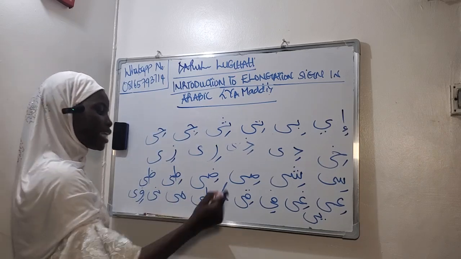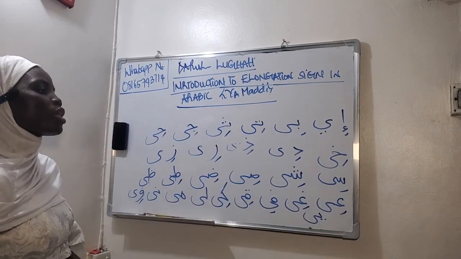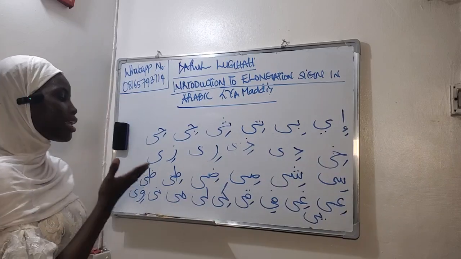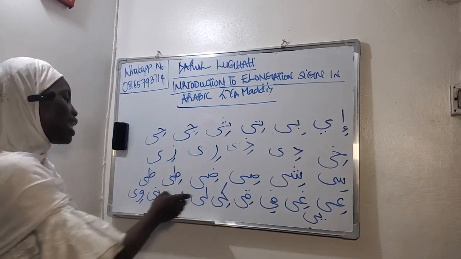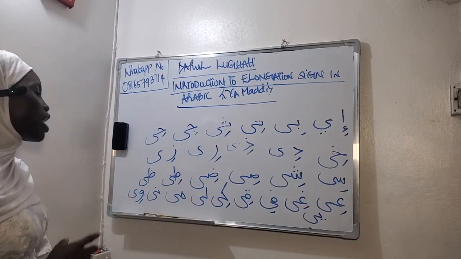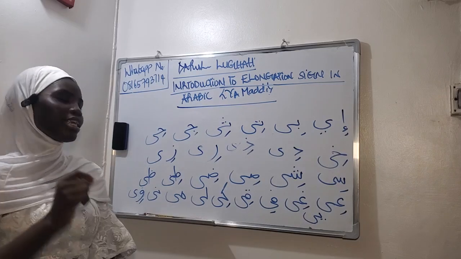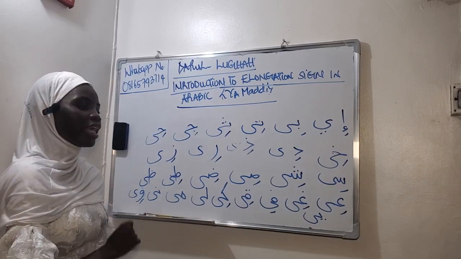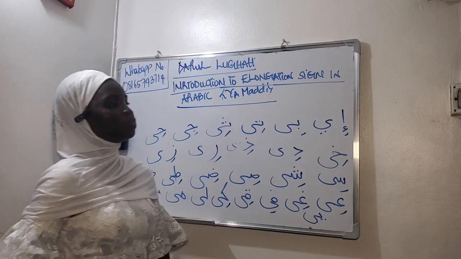Then kaf kesra ya madi ki. Can you see? There is a difference between khi, ghi, and ki. Can you see the difference? Lam kesra ya madi li. Mim kesra ya madi mi. Nun kesra ya madi ni. Waw kesra ya madi wi. Then ya kesra ya madi yi.